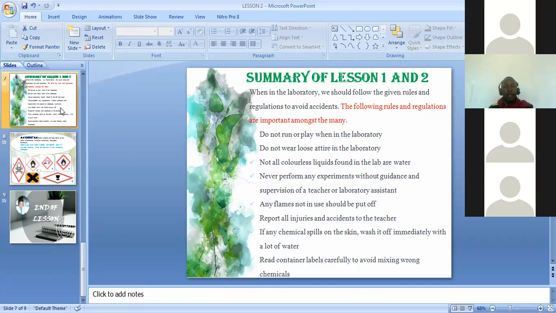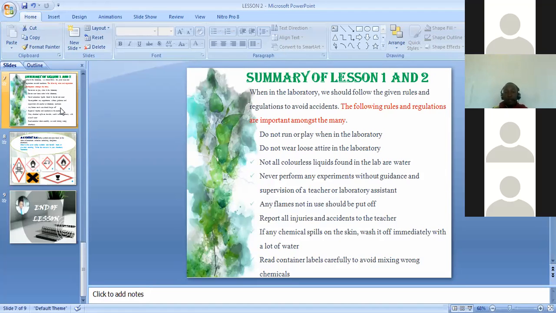So to avoid these accidents, like we've seen, accidents of fire, accidents of glassware cutting people, accidents like scalds and burns, among others, we found it right to ensure that we put regulations, rules and regulations to avoid such accidents. And among them include the following.